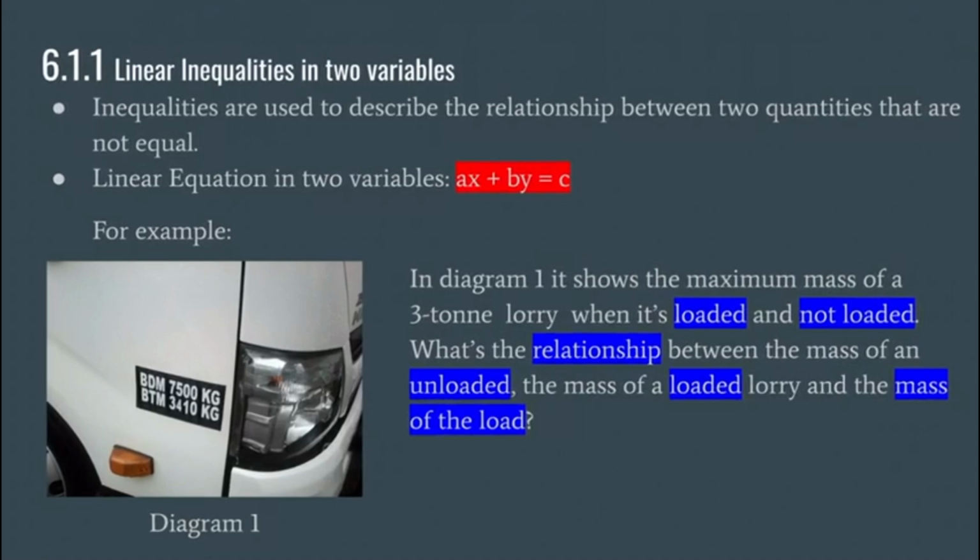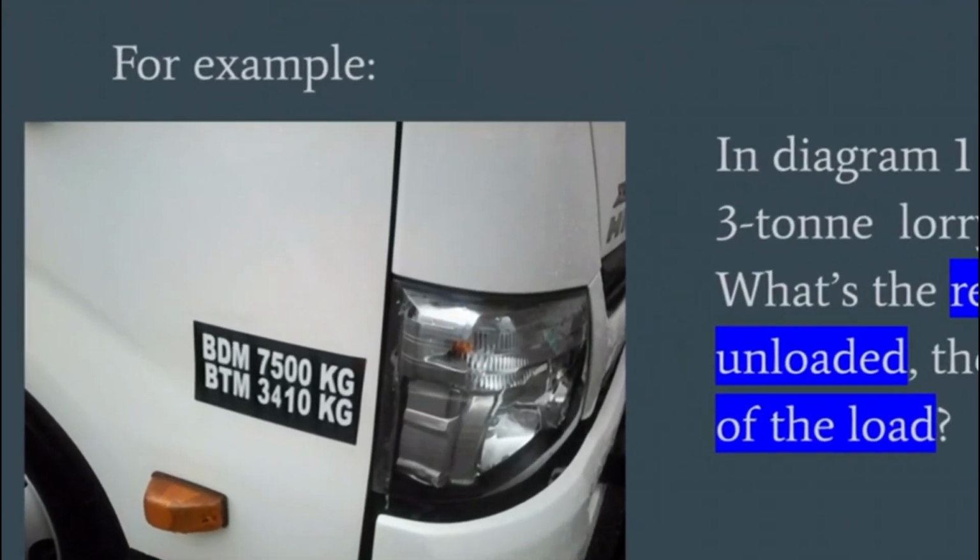Linear equation in two variables. So this is the formula: ax plus by is equal to c. Let me explain further. For example, in diagram 1, it shows the maximum mass of a 3-ton lorry when it is loaded and not loaded. What's the relationship between the mass of the unloaded and the mass of the loaded? As you guys can see in this diagram, the BDM and BTM.